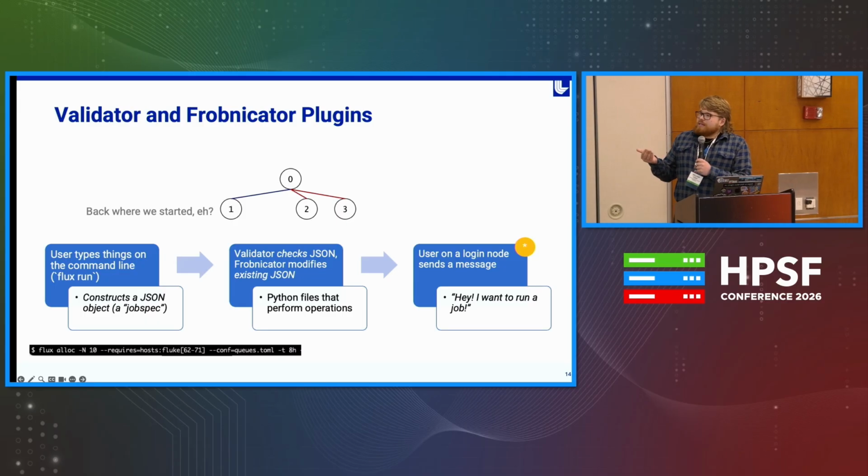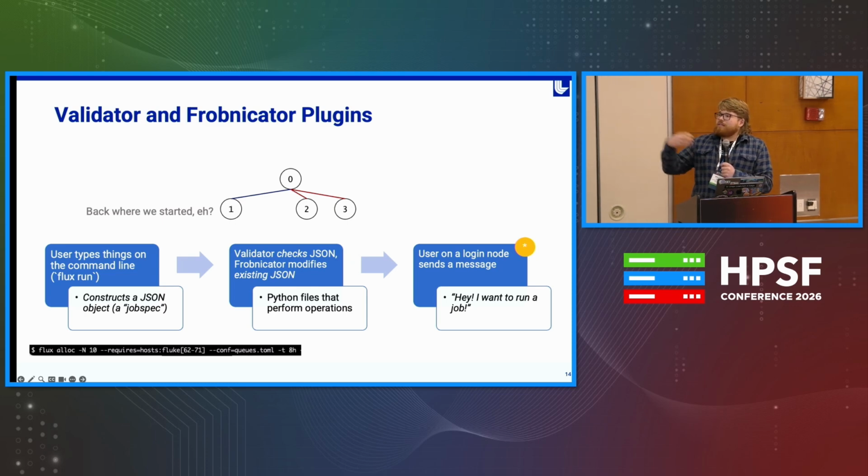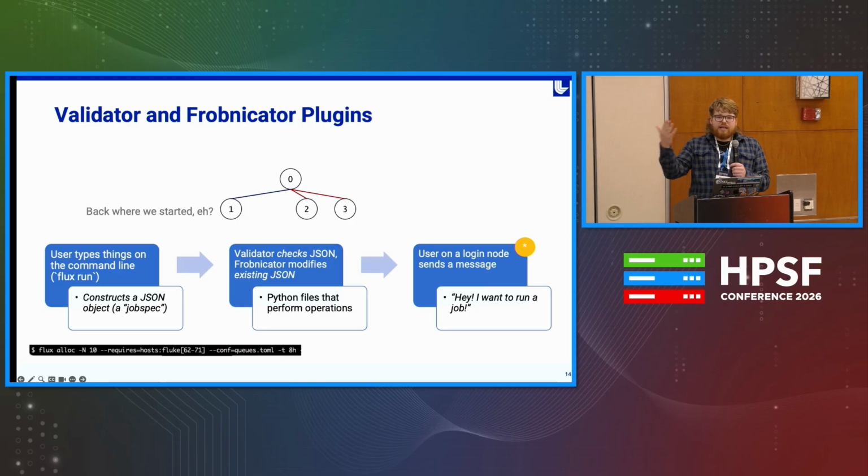After that job spec is constructed, another broker module, the job ingest module, validates it, so it looks and makes sure that it's valid JSON, and we have a set of... The validator allows you to add plugins to it. So you can define a Python file that says, hey, I want every single one of my jobs, in order to be considered a valid job, to have these attributes. You could load that in the validator, and the validator would check that all of your jobs meet those criteria.